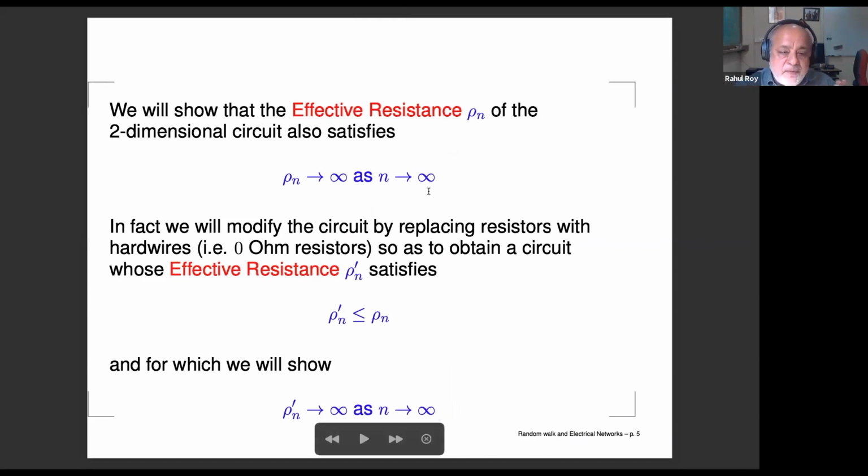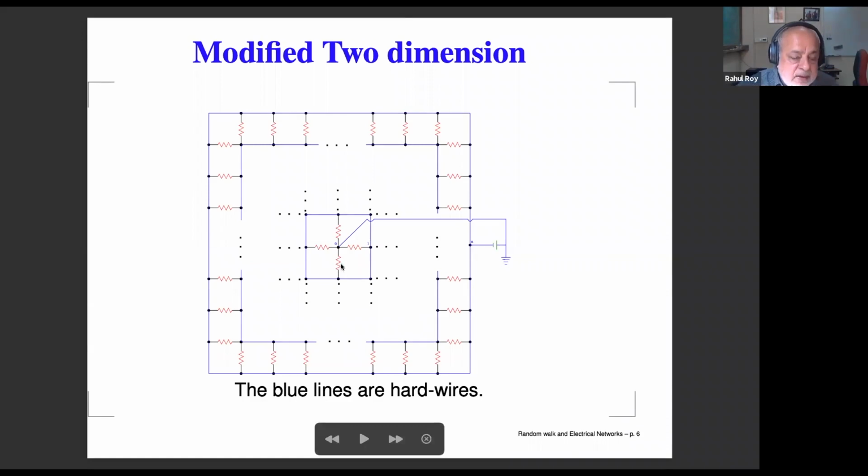In fact, what we will do is we'll modify the circuit by replacing resistors with hard wires, in other words, 0 ohm resistors, so as to obtain a circuit whose effective resistance rho prime n satisfies that rho prime n is smaller than rho n, because after all, we've removed some of the resistors and replaced them with hard wires. And we will show that rho prime n goes to infinity. And if rho prime n goes to infinity, then rho n must also go to infinity, because rho prime n is smaller than or equal to rho n. The way we modify it is that we keep the origin, and this is the box minus 1, 1 cross minus 1, 1. We replace the boundary of this box by hard wires.